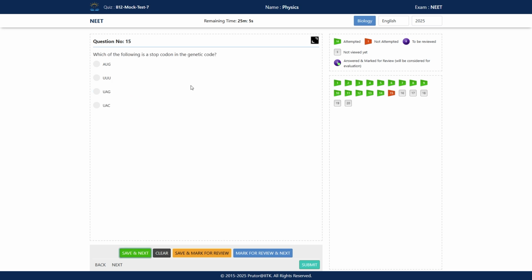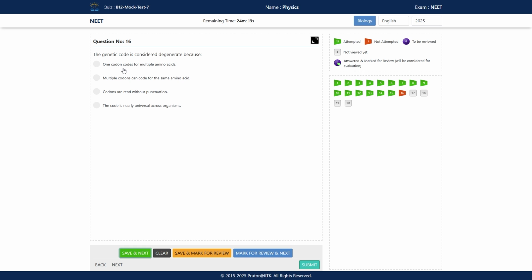Now next question, which of the following is a stop codon in genetic code? Options are AUG, UUU, UAG, or UAC. What is the correct answer? The option number C will be the correct answer here. UAG is the correct answer.